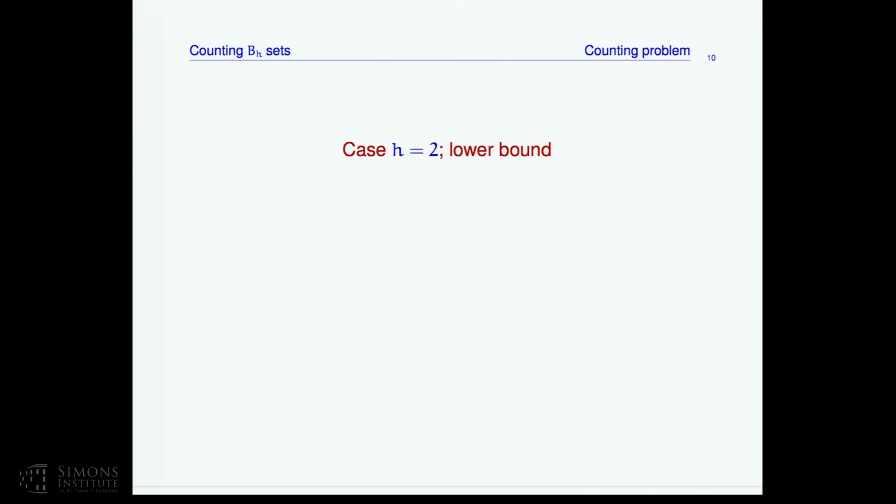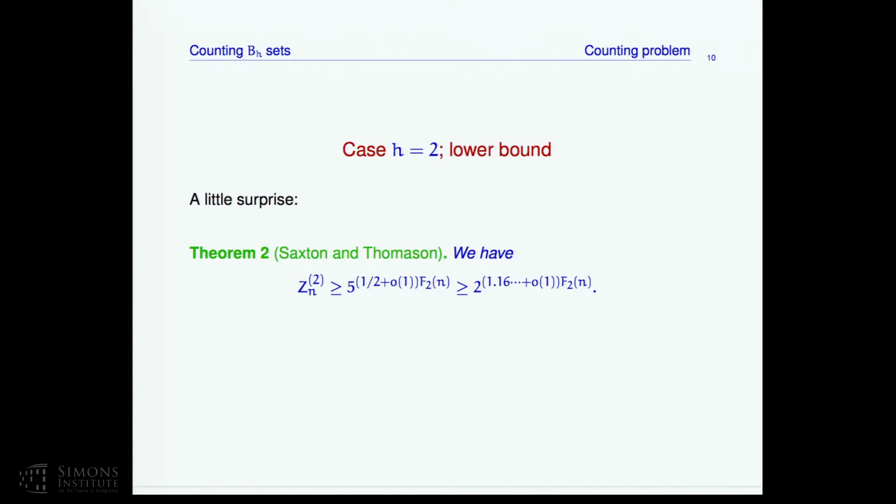Now let's consider h equals 2. Let's talk about the lower bound. It's a little bit surprising that the lower bound is not of type 2 to the (1 plus little o(1)) f_2(n). It's of that form, but with a coefficient not 1, but at least 1.16. This is a little bit surprising because, for instance, there are such problems in the case of graphs.